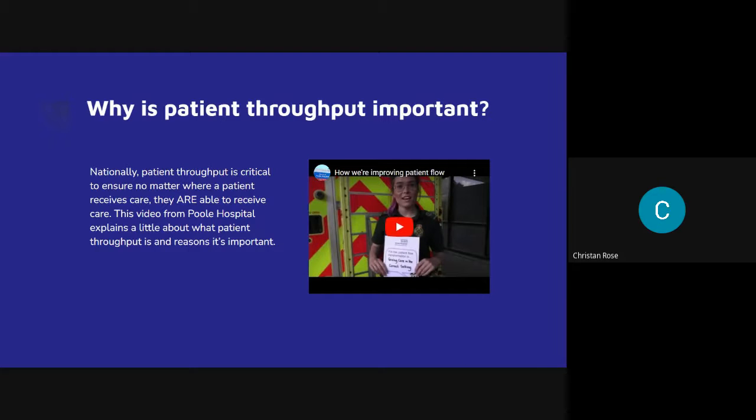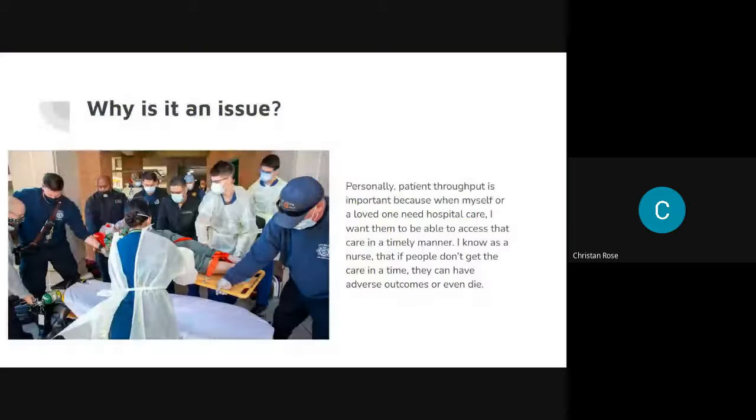So those are just some examples of why each department is super important to helping patient flow.